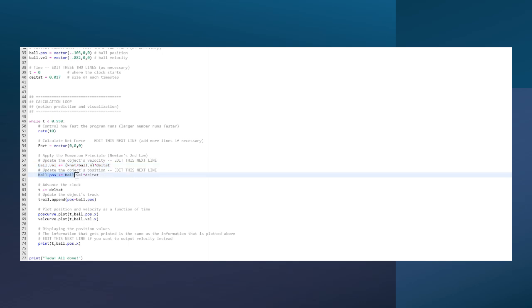Now for the position update formula, we find our final position to be equal to our initial position plus our average velocity times our time step, delta t. For this, the average velocity will be equal to the initial velocity, which is also equal to the final velocity, which is why you may have not noticed me put v average here.